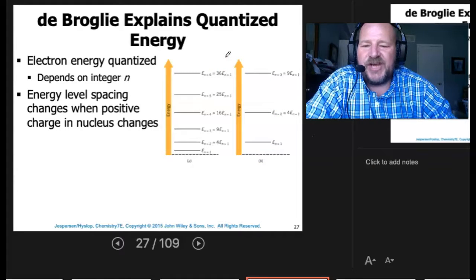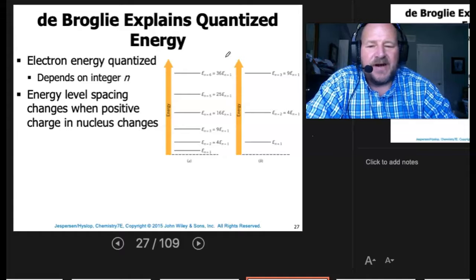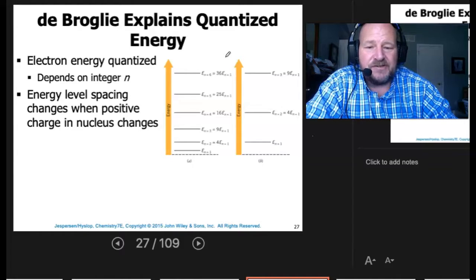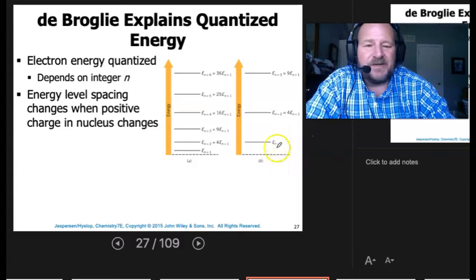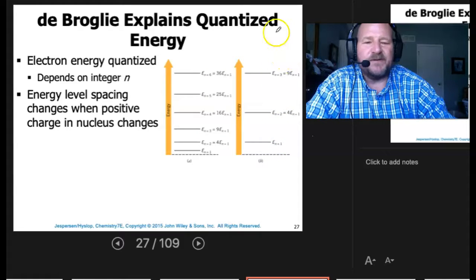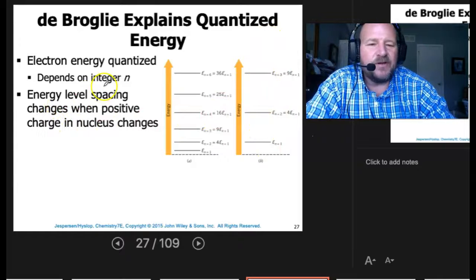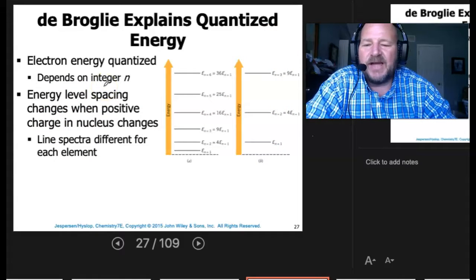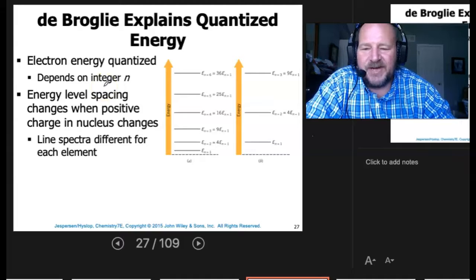Energy level spacing changes when positive charge in nucleus changes. So if I look at bigger atoms, then that's telling me that the energy level is going to change. So in other words, it's not simply going to be 2, then 4, then 6, then 8, and so forth. Again, these values are going to be different depending on the nuclear charge. The line spectra will be different for each element.